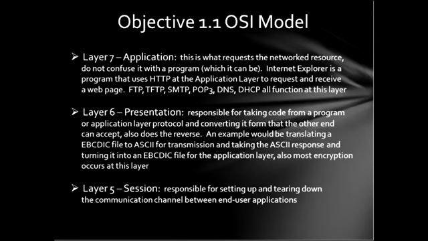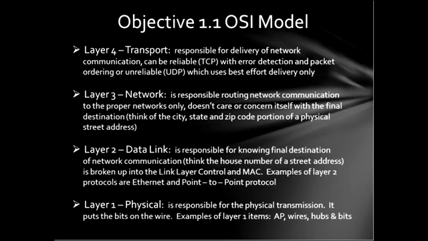I already told you that layer 5 is responsible for setting up and tearing down the communications channels. It basically says when and where the communication is going to take place. So layer 4, which is responsible for delivery of network communications. Like I said, it can be reliable, which is TCP, with error detection and packet ordering, or it can be unreliable, which is UDP, which uses best effort delivery only.